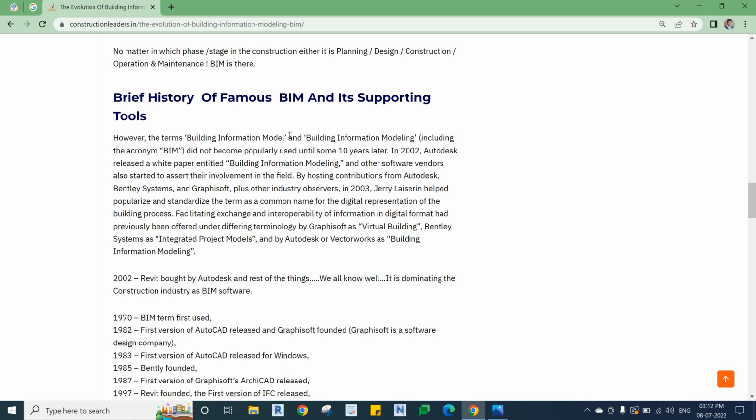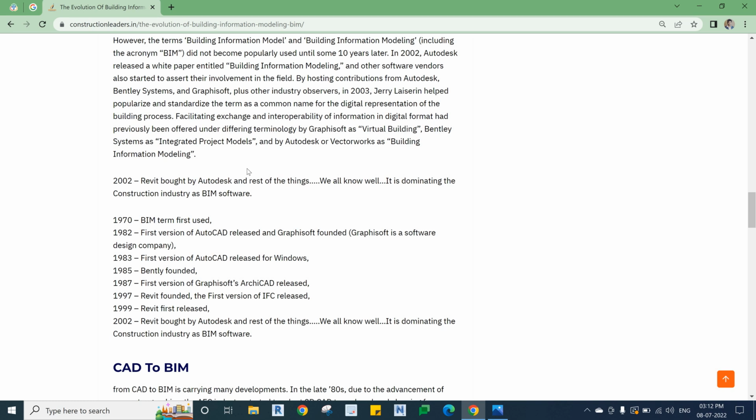And coming to a brief history of BIM and its supporting tools. As I mentioned earlier, it was coined first in the 1970s and then got popular in the 2000s. Then in 2002, Autodesk released a white paper entitled Building Information Modeling. And other software vendors also started to assert their involvement in the field by hosting contributions from Autodesk, Bentley Systems, Graphisoft, plus other industry observers in 2003. See, whenever Autodesk released a white paper related to building information modeling, the competitors in the market like Bentley Systems and Graphisoft started looking into BIM and they also released many things. Graphisoft has Virtual Building, Bentley Systems has Integrated Project Models, and Autodesk also Vectorworks as building information modeling. There are many things, and this whole field we can consider as a process of virtual design and construction.